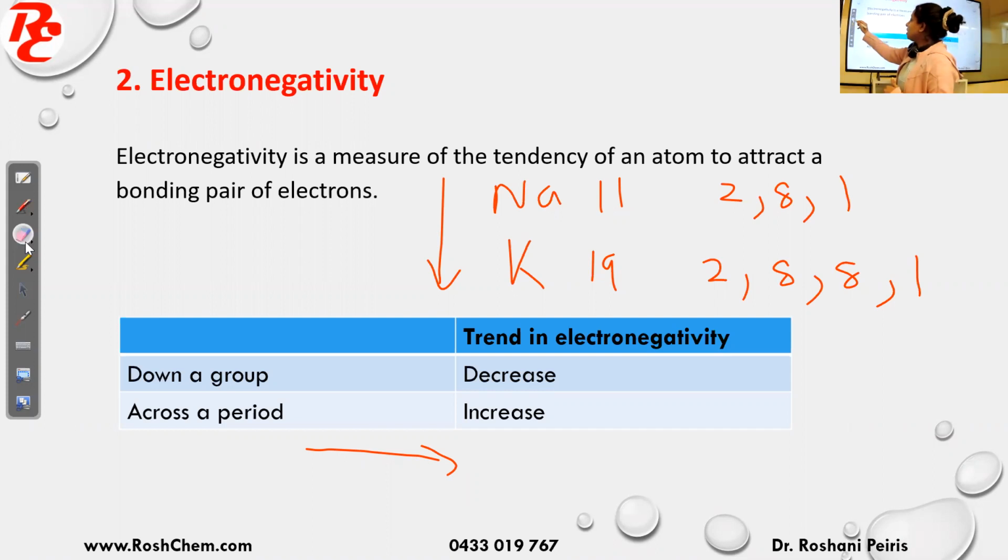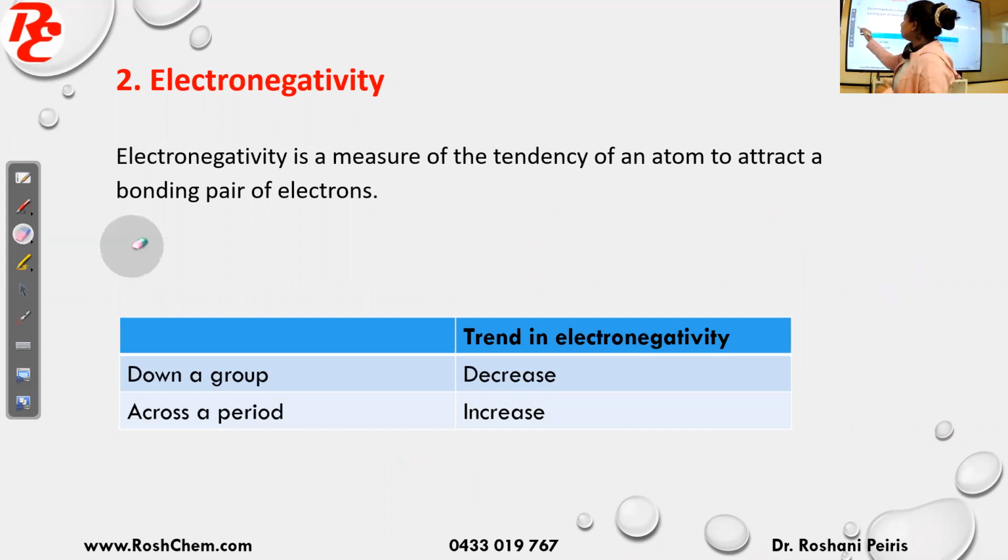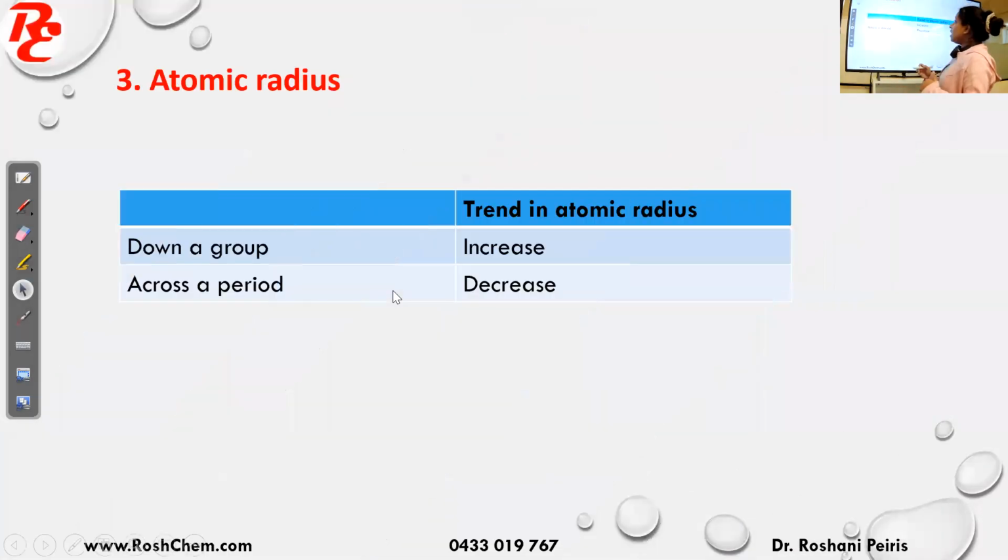Okay, we will now look at the next property, the third one, which is the atomic radius, or the size of the atom. So what happens? We know when you go down a group, atomic radius is increasing. The reason is when you go down the same group, the number of shells are increasing, therefore the atom becomes larger. So what happens when you go across a period? When you go across a period, the number of shells doesn't change, they remain constant.